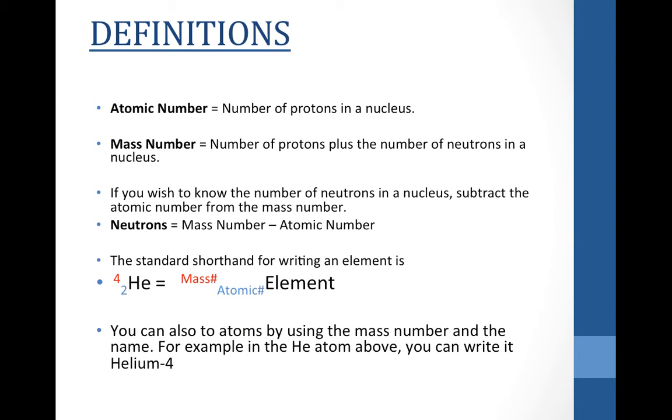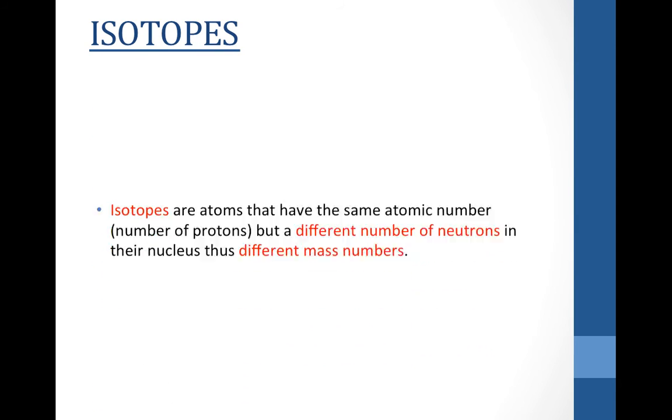The standard shorthand for writing an element looks like this. Helium is the atomic symbol. 4 at the top is the mass number. 2 at the bottom is the atomic number. You can also write the atoms by using the mass number and the name. For example, for the helium atom above, you can write helium-4, where the 4 is the mass number.